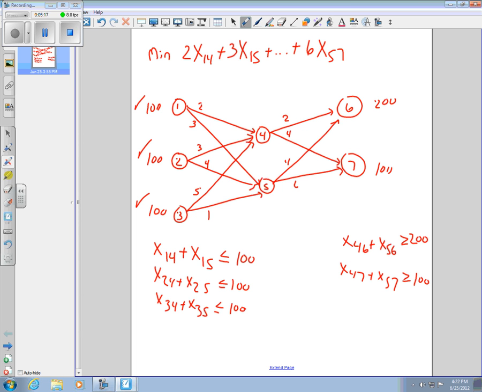So let's look at what goes into node 4, and you'll see that x14 plus x24 plus x34 represents everything going into node 4. So if it goes in, it has to leave. So that has to equal x46 plus x47. You'll have one more constraint just like that for your transshipment node 5. x15 plus x25 plus x35 equals x56 plus x57.